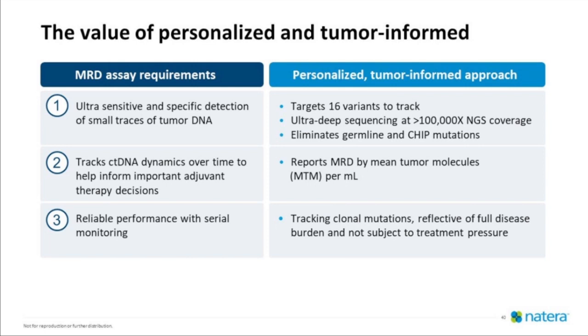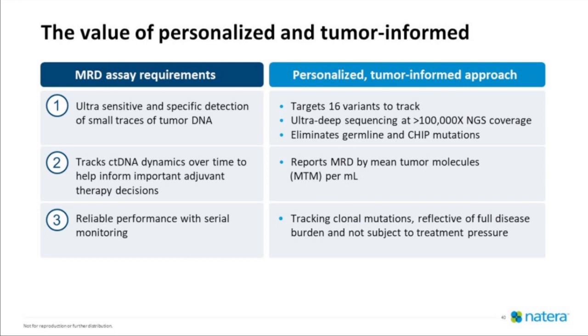It's detecting it in mean tumor molecules per ml. It targets the 16 variants, these clonal variants in the pathology tissue, and it's ultra deep sequencing down to greater than 100,000x NGS coverage. They do an elimination of germline and CHIP mutations as part of the evaluation. So that first part of treatment takes about 2 to 4 weeks.